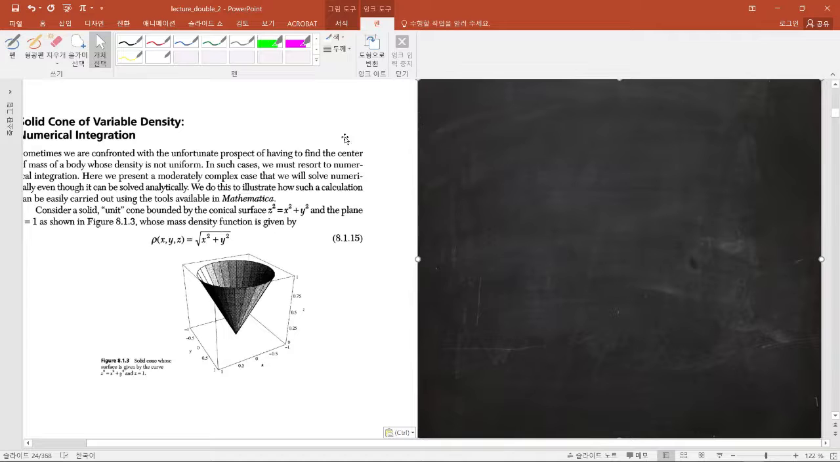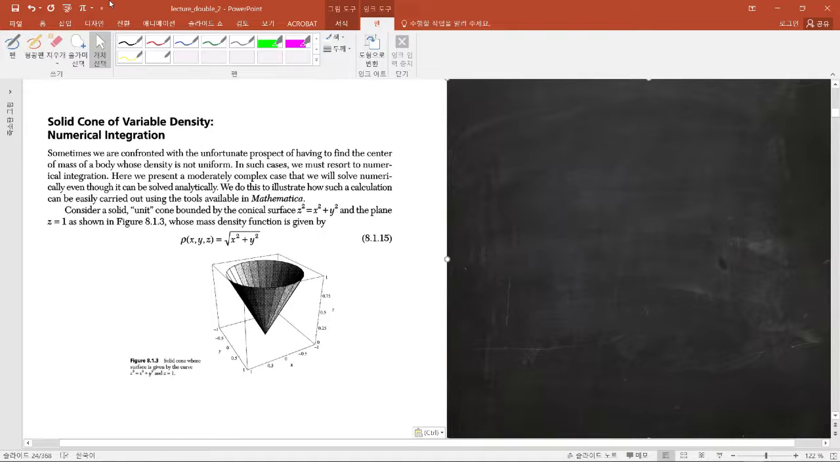So here in the book, they have an exercise for this solid cone. The purpose of this exercise is the variable density. So this is a solid cone, and the density varies like this. So what is the center of mass? Where is the center of mass?